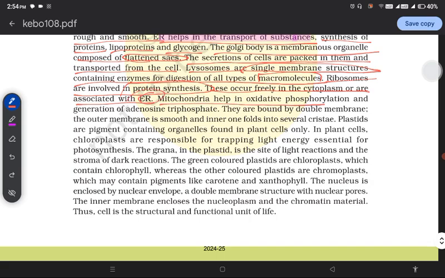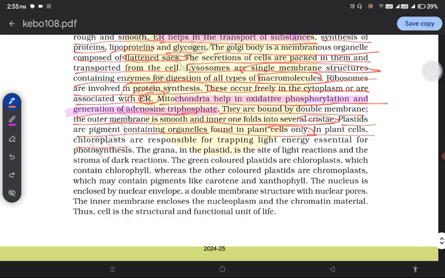Mitochondria help in oxidative phosphorylation and the generation of adenosine triphosphate. They are bound by a double membrane, with a smooth outer membrane and a folded inner membrane forming several cristae.